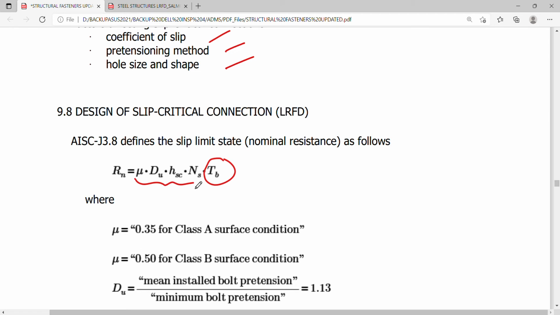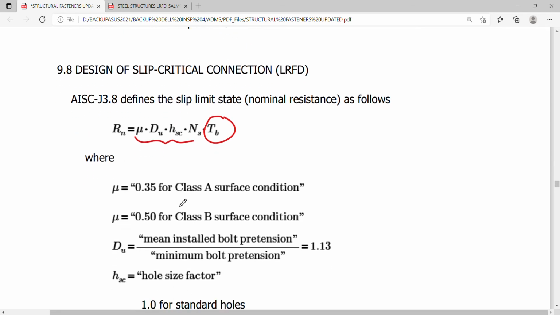μ is the coefficient of friction for the different classes of surface condition. Du is the ratio between the mean installed bolt pretension and the minimum bolt pretension, normally on the range of 1.13. So this is the minimum bolt pretension based on the table, and this is the mean or average installed bolt pretension placed in the field.